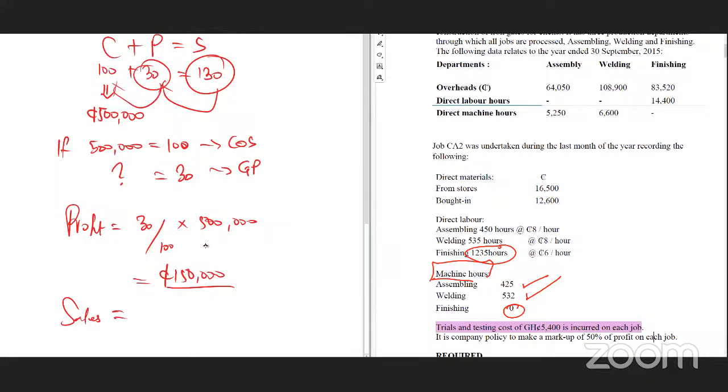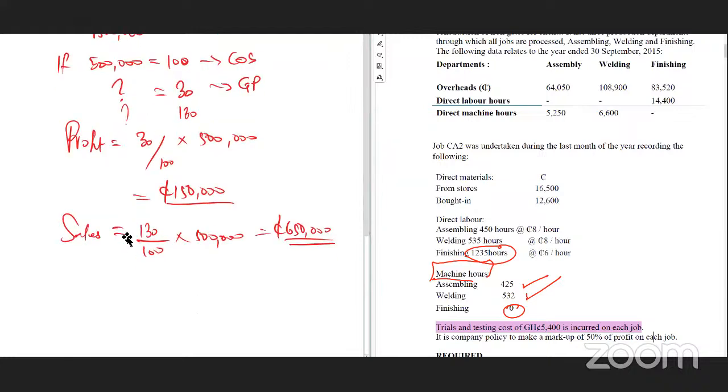For instance, if I want sales, I can say, okay, if this is 100, selling price was 130. So this will be more, right? So if more, we multiply. I can do 130 out of the 100 times the 500,000. Do you guys get what I'm trying to put across? That means 650,000 as my selling price. Do you get it? So it doesn't really matter.